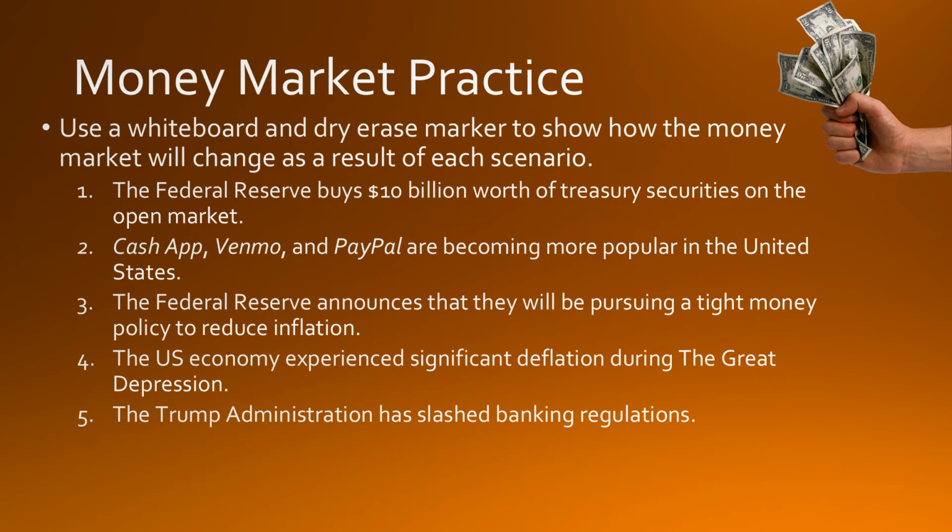All right, number 5, made it to the end. How are you doing? Let's try this last one. The Trump administration has slashed banking regulations. So in other words, they're going to kind of just let the banks do whatever they want from here on out. Sounds pretty far-fetched, I know. But what would happen? Think about our money demand graph. Think about money supply too, but yeah, think about money demand, huh? Wink, wink.